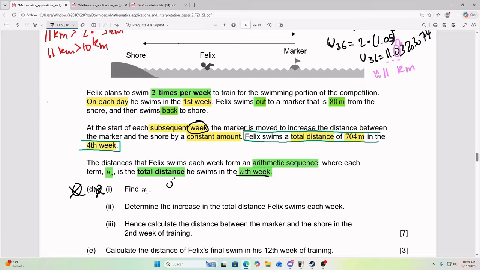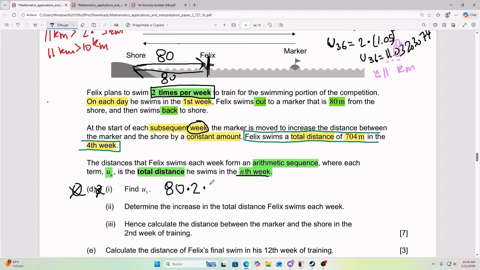So he swam 80 to reach the marker. And then he swam 80 back to reach the shore. So that already tells me we're doing 80 times 2. But because it's in that entire week, well, how many times does he train per week? He trains 2 times per week.